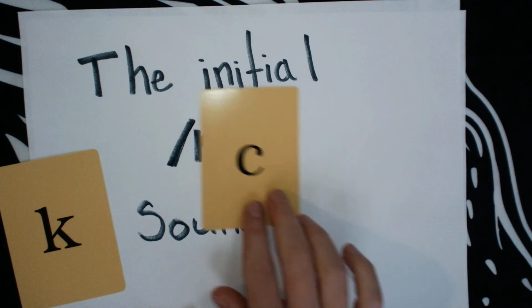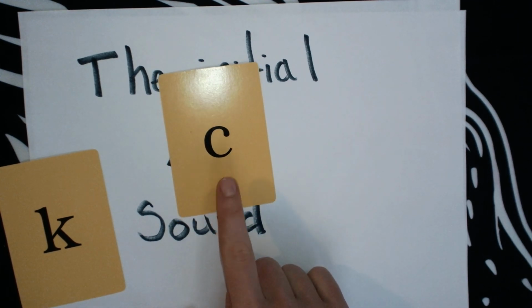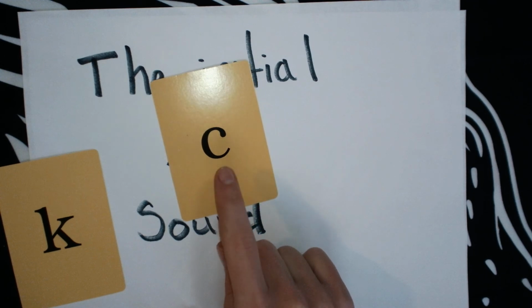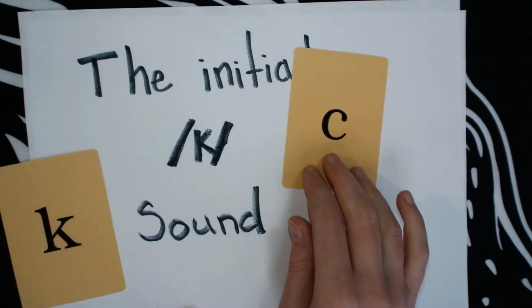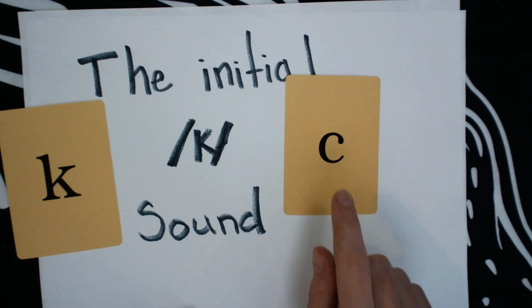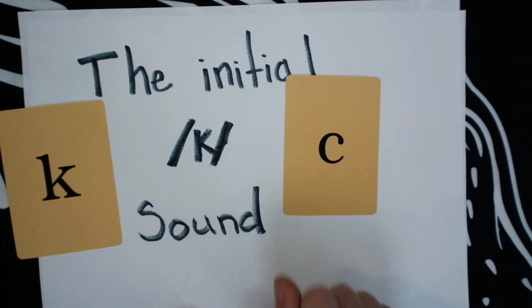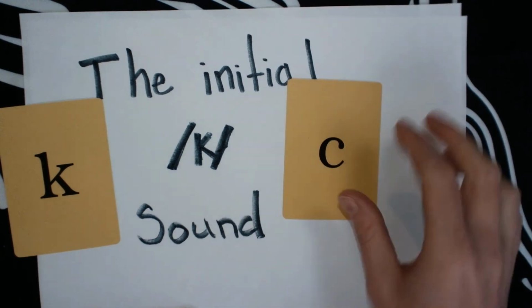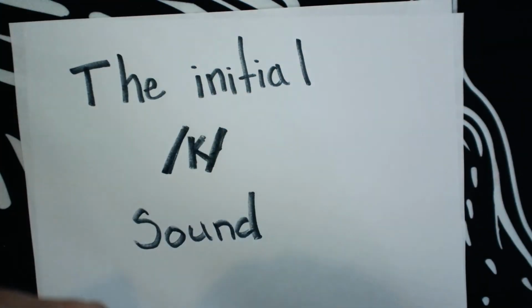Then we also have C, cat, k, and C, city, s. So today we're going to talk about when we know that C is making the K sound and when to know to use C or K when we are spelling. So let's go ahead and take a look. Please feel free to write along with me and draw my pictures.